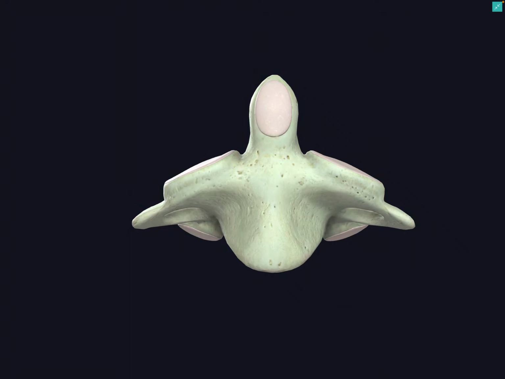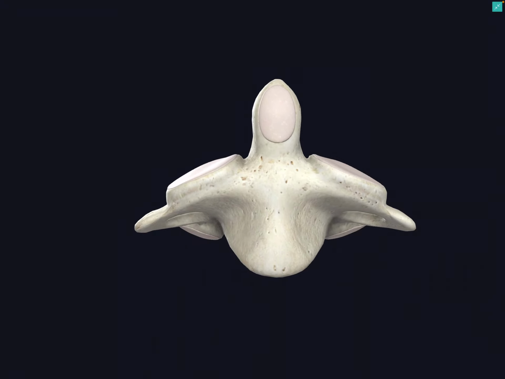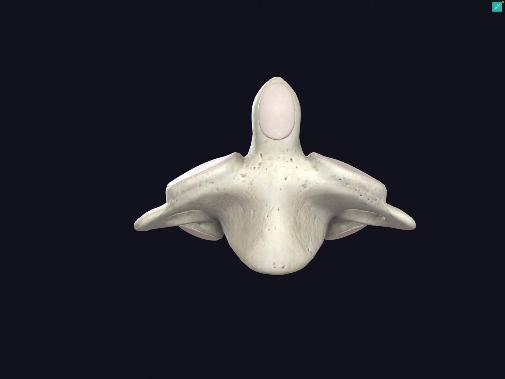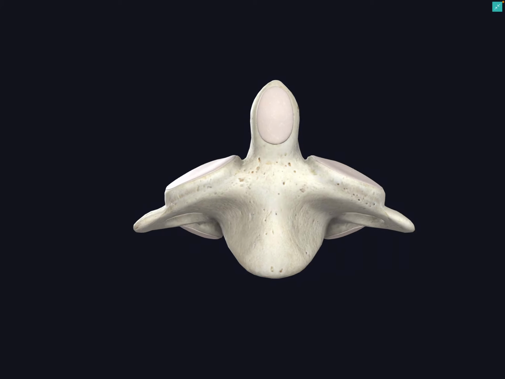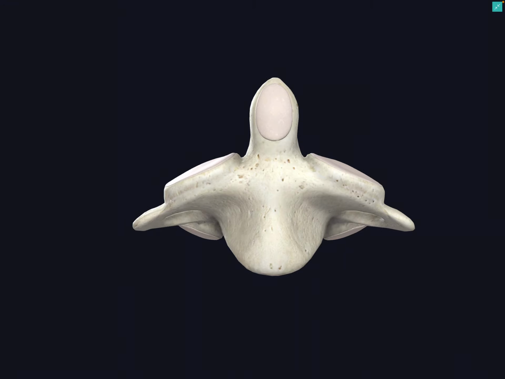Okay, so let's look now at C2, the second cervical vertebra, which is atypical, and this is called the axis. Now you can see we're looking at the anterior view of the axis here, so we're looking at it in the anatomical position, looking straight on. You can see that it has this upwards projection, this blunt process called the dens or the odontoid process, often called the peg by radiographers.